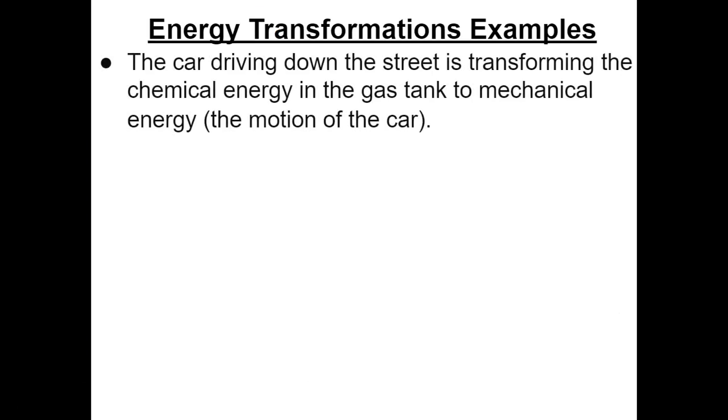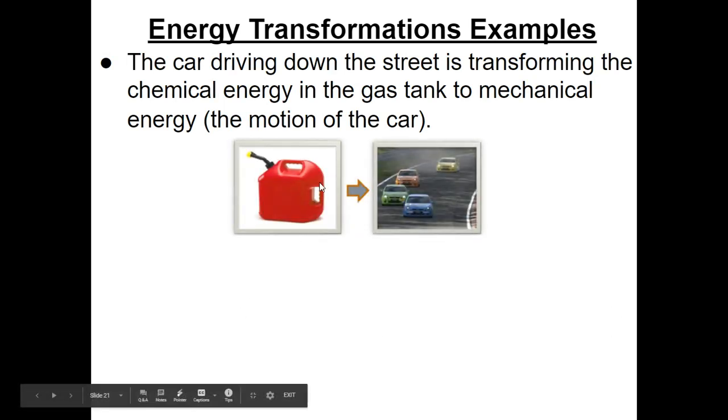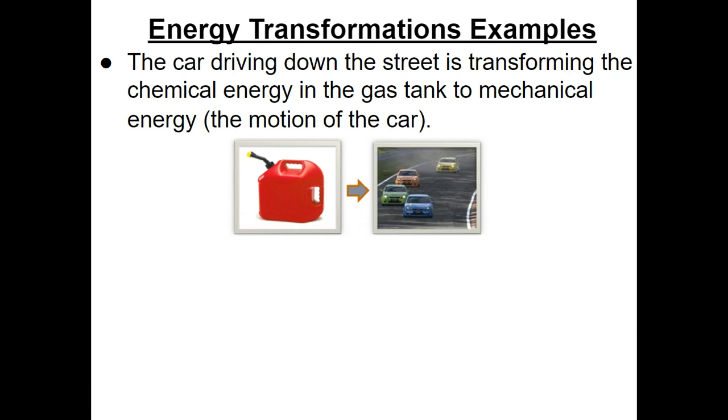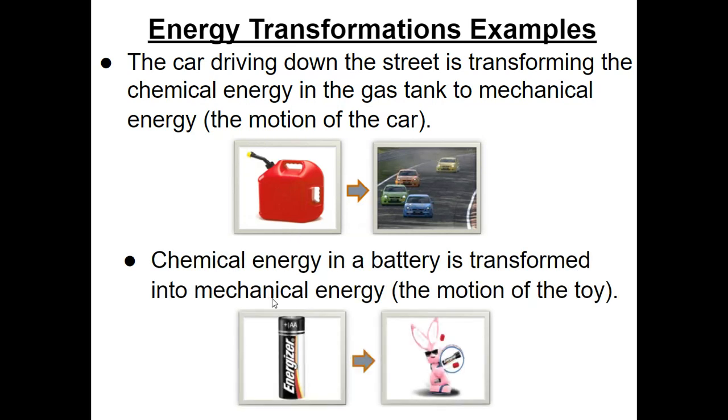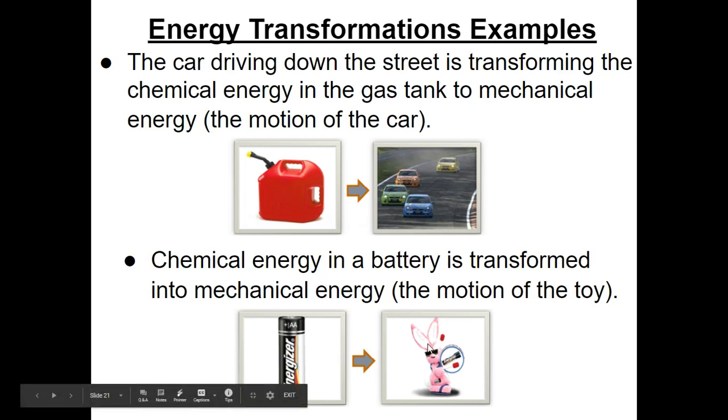All right, so here are some more examples of energy transformations. A car driving down the street is transforming chemical energy in the gas tank to mechanical energy through the motion of the car. So that's chemical to mechanical energy. We could have chemical energy in a battery being transformed to mechanical energy, for example, the motion of a toy. So chemical potential energy in the battery turns into mechanical energy when the toy moves.